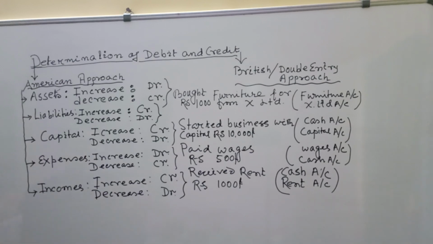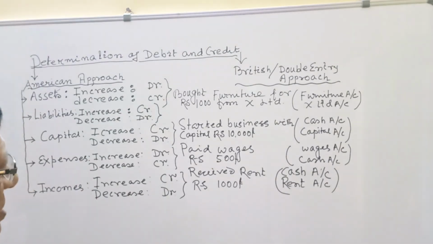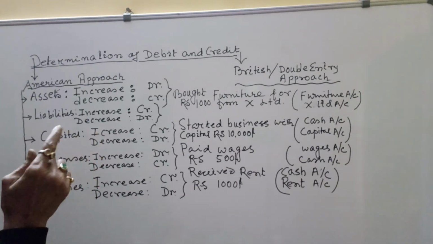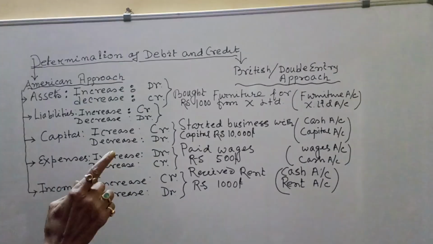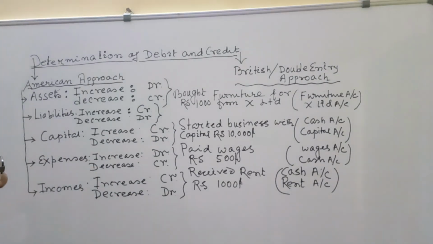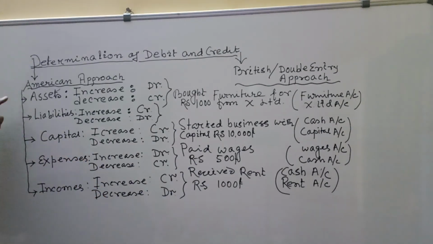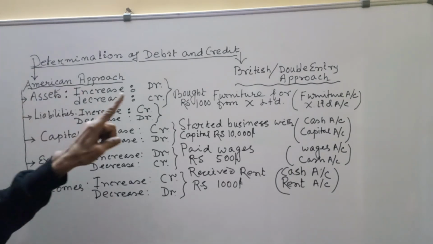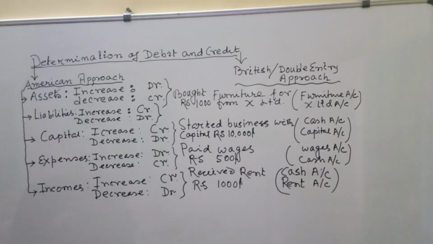Naturally, as we are maintaining the books of accounts for our business in which the furniture has been bought, when the furniture is coming into our business and we are buying the furniture, naturally in the books of the business, the value of the furniture is increasing. So as per our rule, when the value of the assets increases, it will be debited. So when the value of the furniture is increasing, the furniture account will be debited.